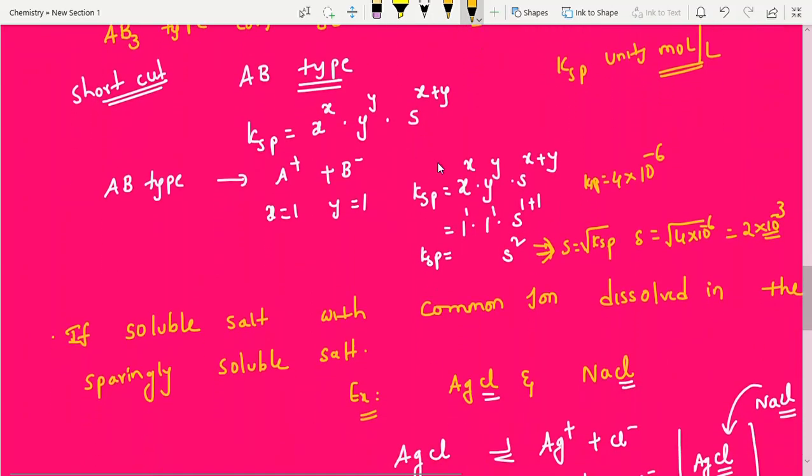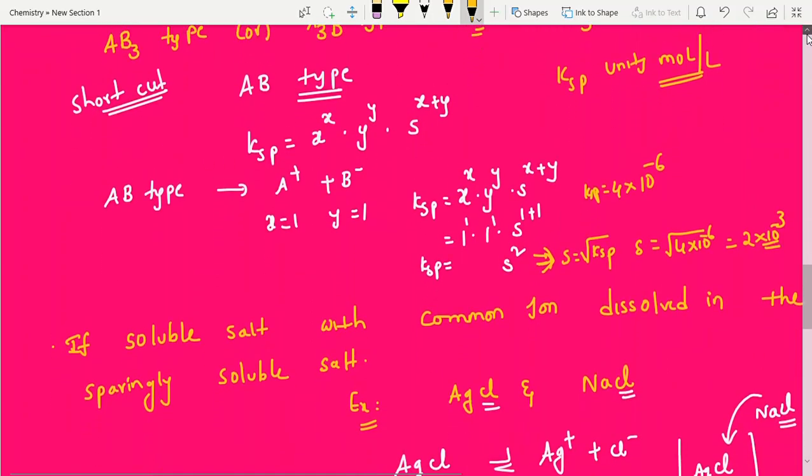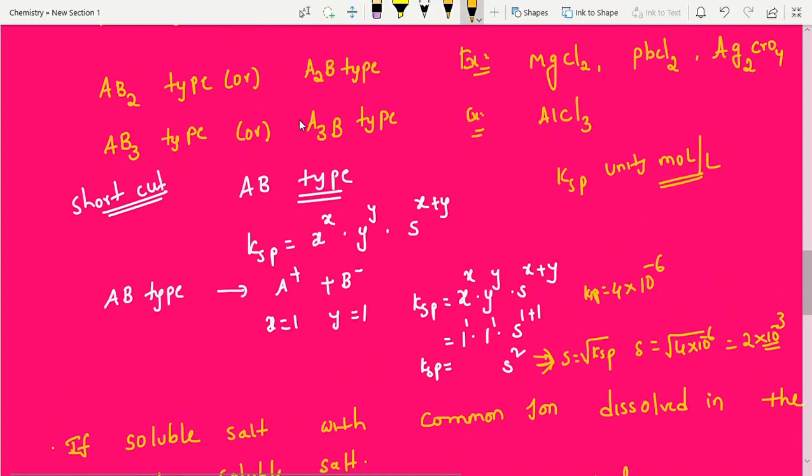Okay, so this is the question I had given. What is the question? AB3 type. AB3 type is nothing but AlCl3. Here what expression will you get? Tell me. Can you tell? X equal to 1, y equal to 3. That's all students. You can substitute. If you find out x and y, then the remaining is very simple. 1 to the power 1, 3 to the power 3, 4. What is this?